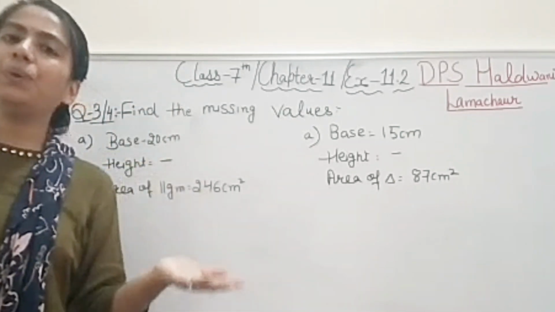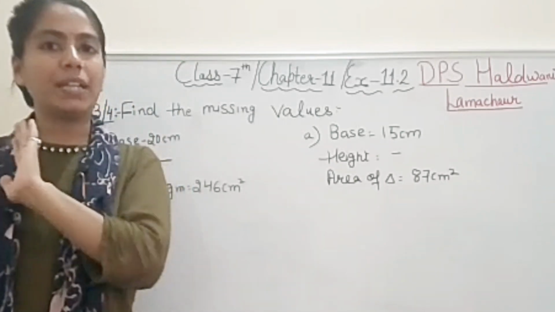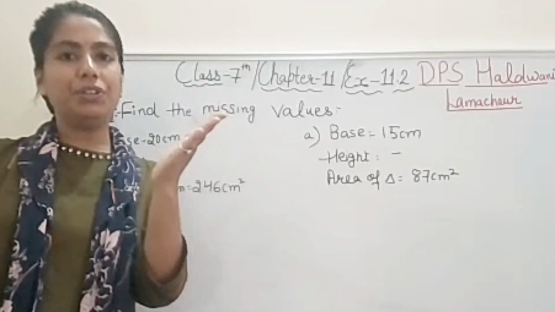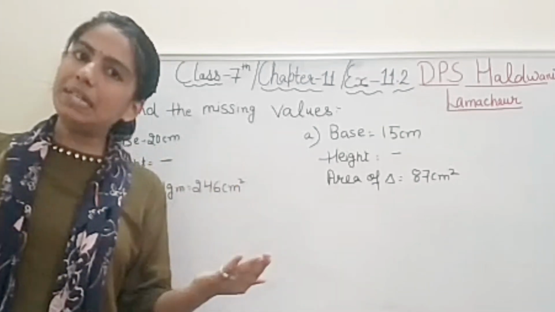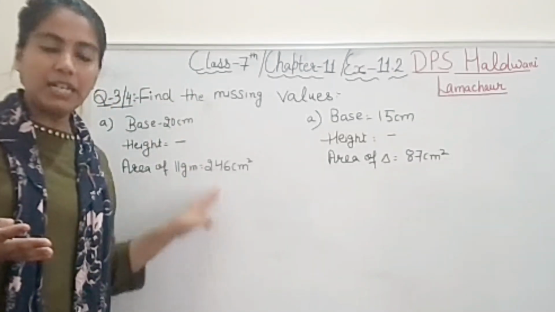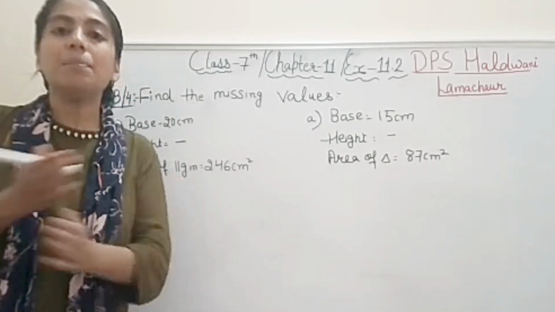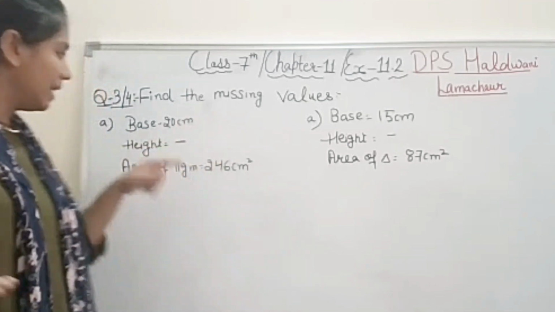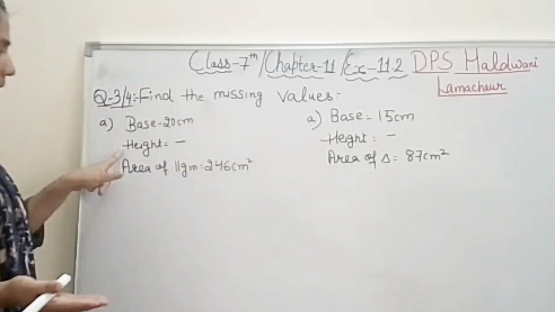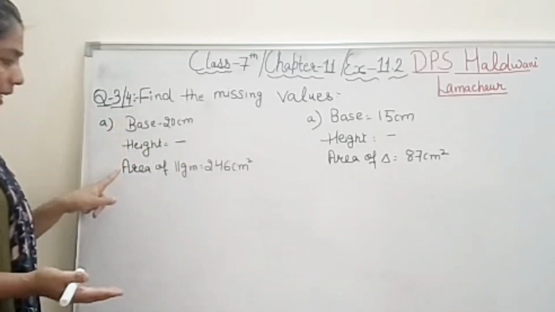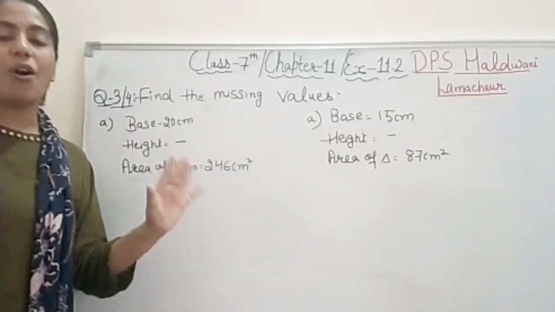As we used to do in our previous exercise also, like area of rectangle is length into breadth. If area is given to you and length is given to you, you need to find out the breadth, that is, breadth is equal to area upon length. So at the same time, of 3 terms, whichever term is missing, you need to find out, using the basic formula. See, A part for question number 3. Base is given to you, 20 centimeter. Height is missing over there, and area of parallelogram.